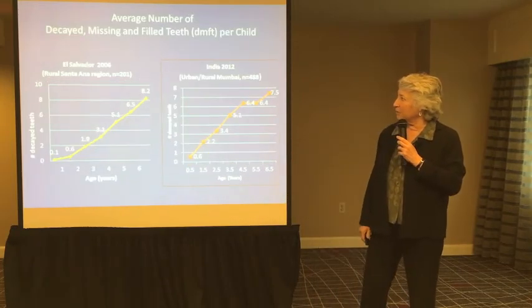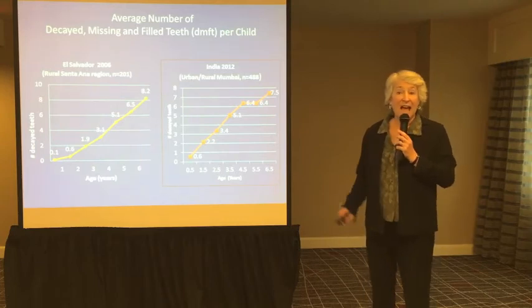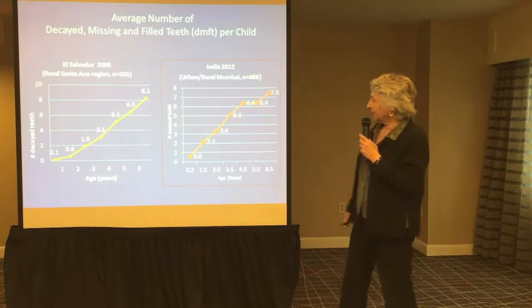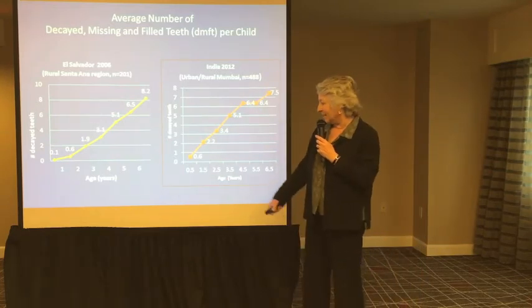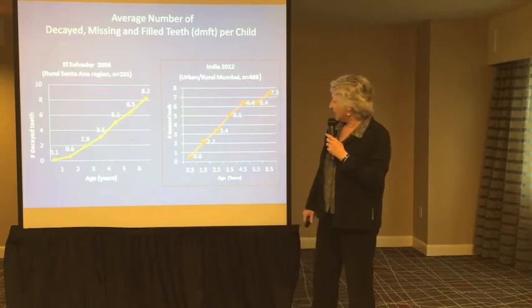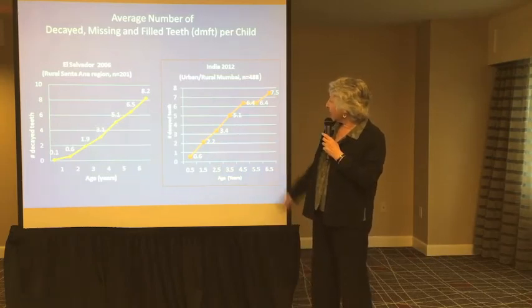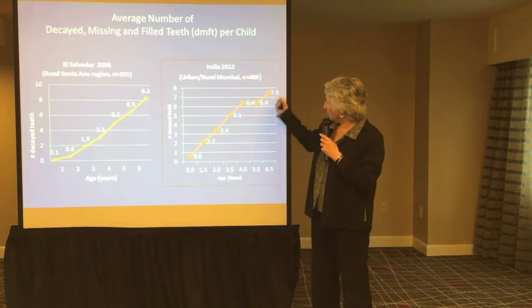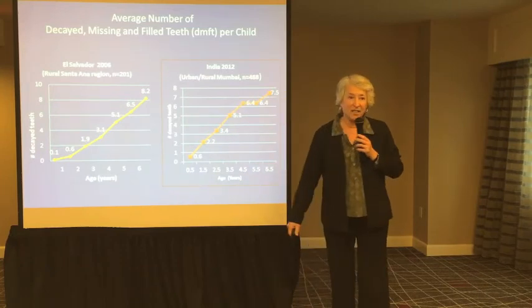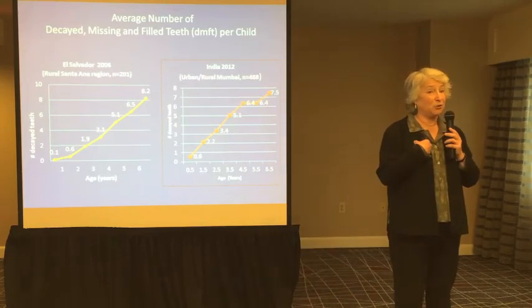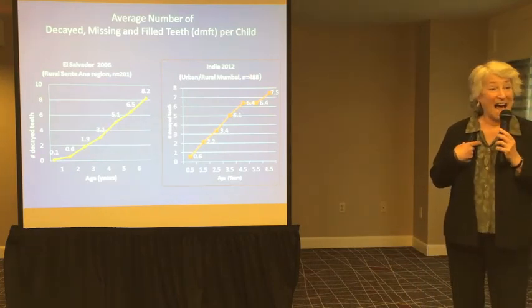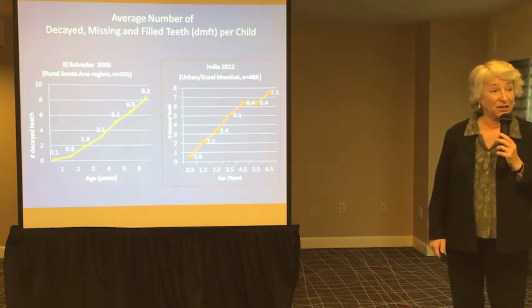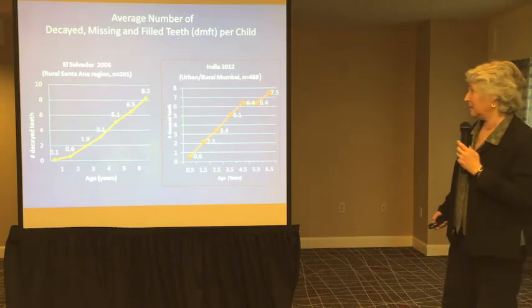This is the average number of decayed, missing, and filled teeth. Actually, in this case, virtually all were untreated in these children. Again, the inexorable rise in the number of caries in these decayed teeth in these children, up to 7 or 8 at age 6. So from the pediatrician standpoint, I see that as a third to half of the children's teeth are decayed. That's a huge burden.